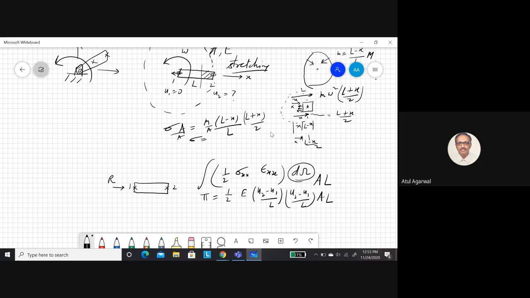Now, what is the work done by the body force? You see there is a force here at each point. You take a small line length. You will find that if you want this to go in a circle, there is a force.